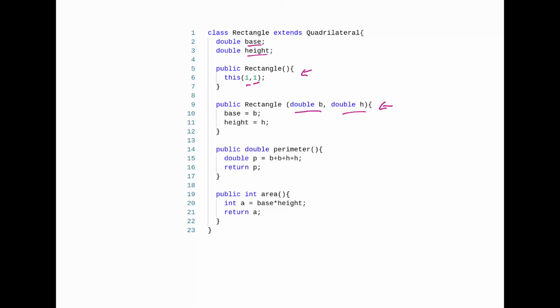We have perimeter here, which is just going to calculate perimeter. Remember, to calculate the perimeter of a rectangle, you just add base plus height plus base plus height. Now it's going to return it. And then we have area, and the area of a rectangle is just base times height.